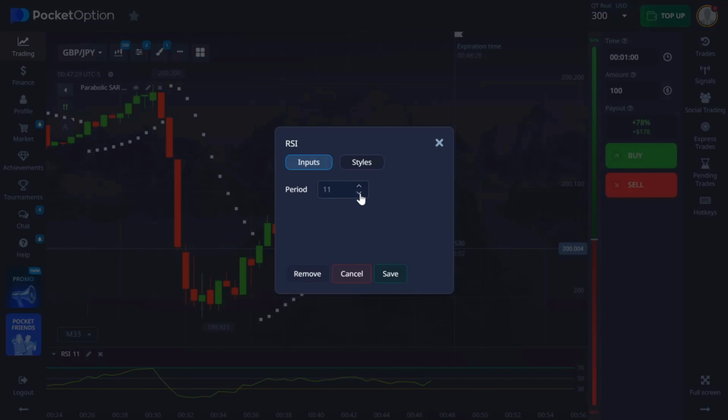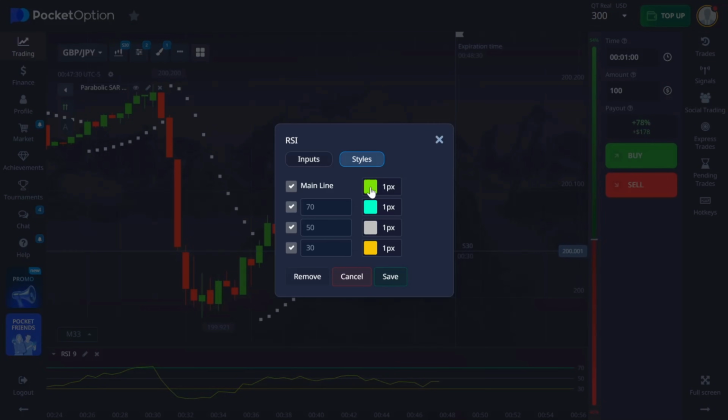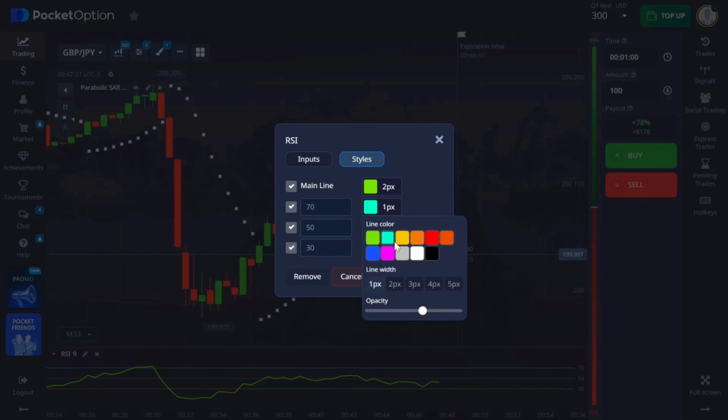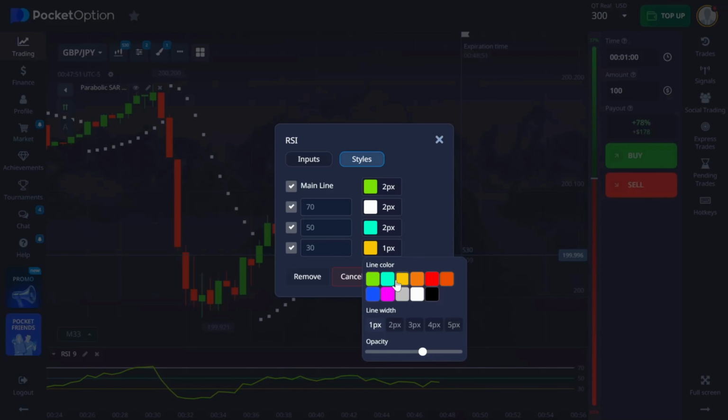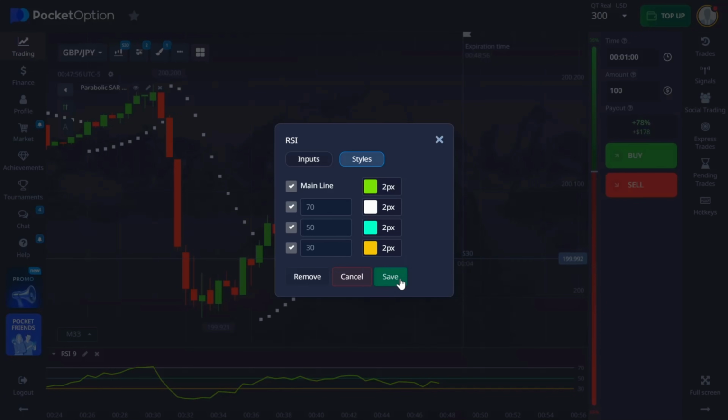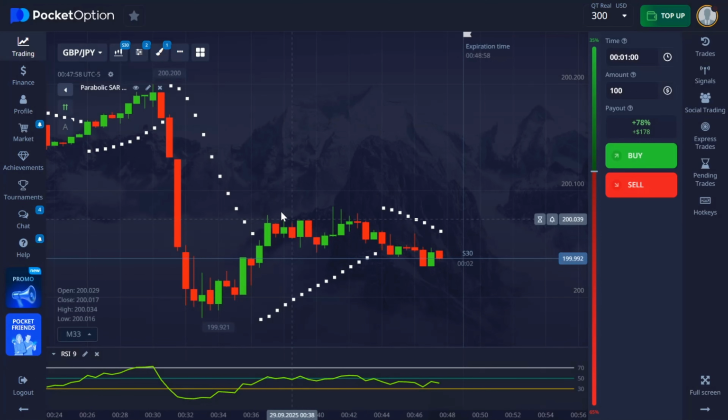For the second indicator, it's going to be RSI. I'm going to set the period to 9, and then I'm going to think the lines for the green moving average line. Then I'm going to change the color to white for the top. For the middle line, it's going to stay the same. You know what, I'm going to put the middle line to this color right here. Beautiful, so it's more clear. Then for the bottom line, I'm going to just think the line for that one. I'm hitting save.